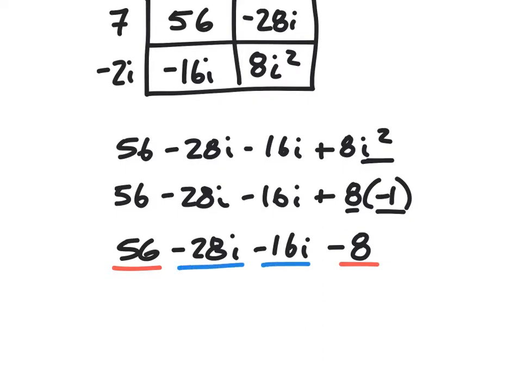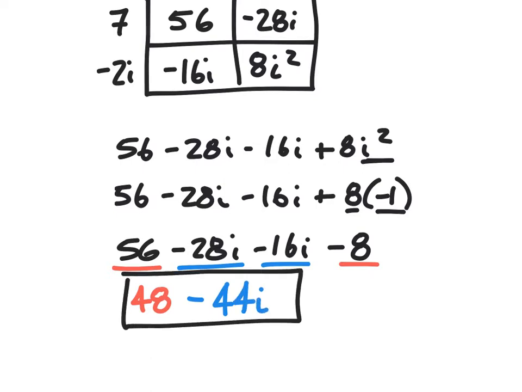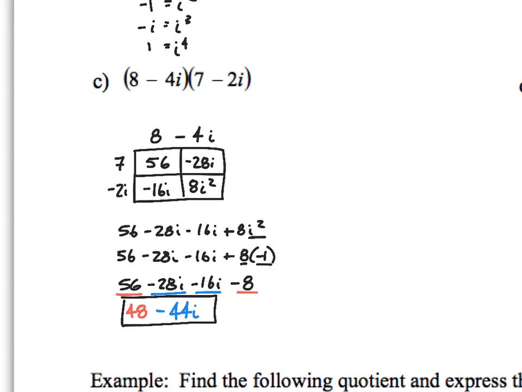My like terms are my numbers, 56 and negative 8, and then my imaginary numbers are negative 28i and negative 16i. If I combine my first like terms, 56 minus 8, what is that going to give me? 48. So this is positive 48, and then negative 28 minus 16i is going to give me negative 44i, and that's my imaginary number. So when I multiply two complex numbers together, I can get another complex number. Pretty cool.